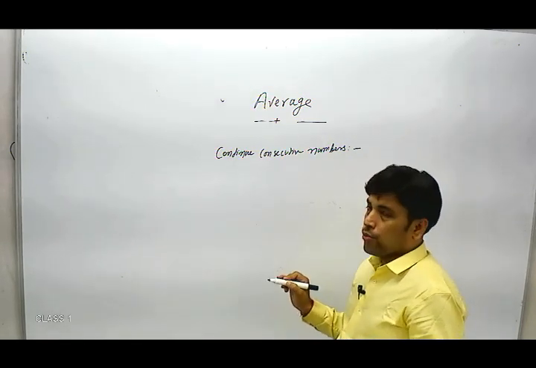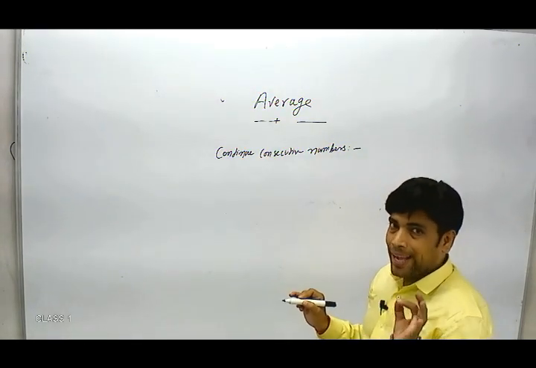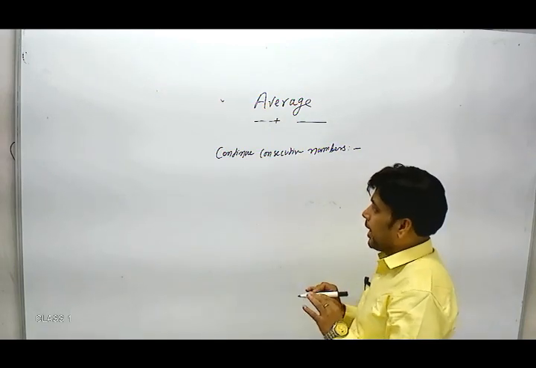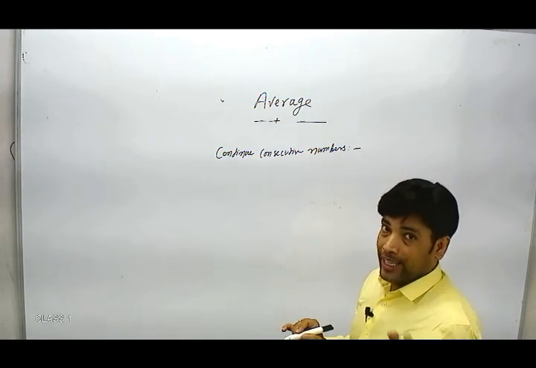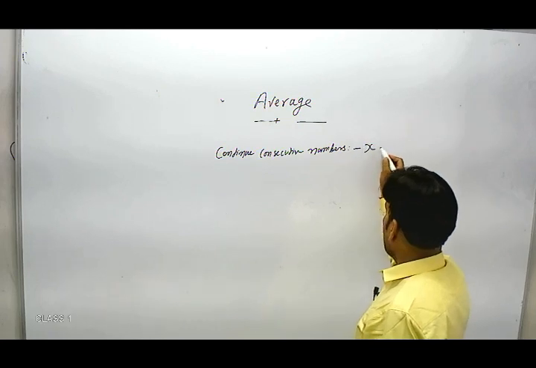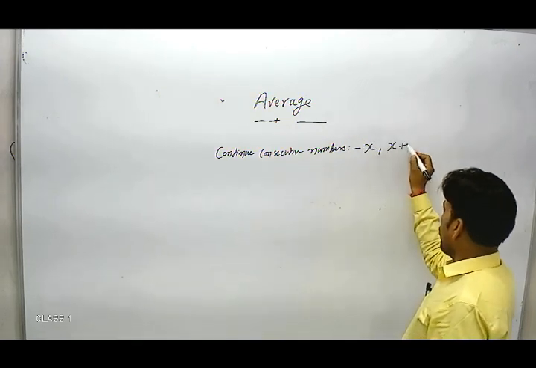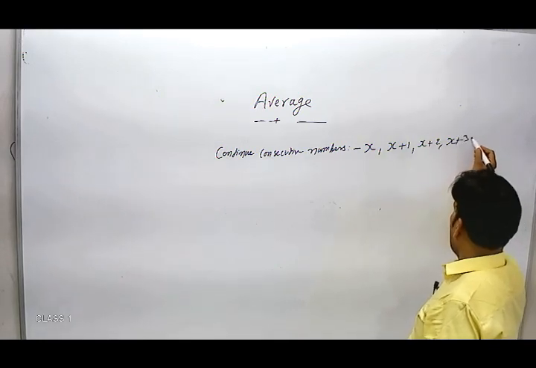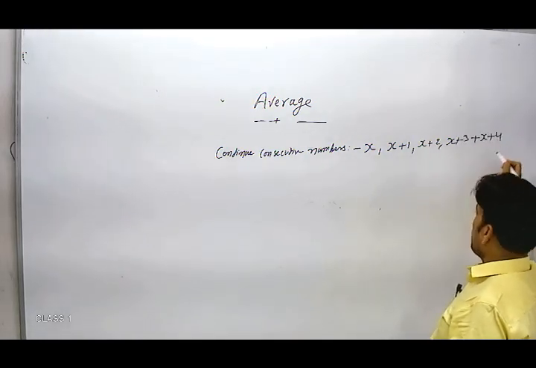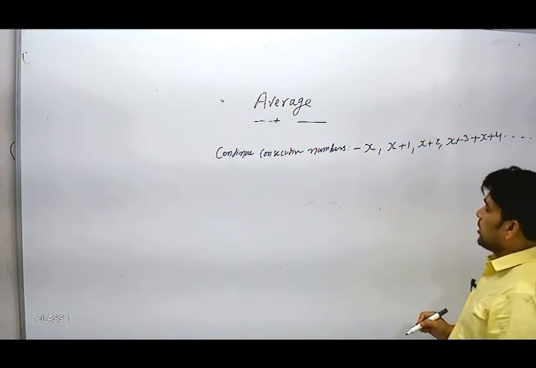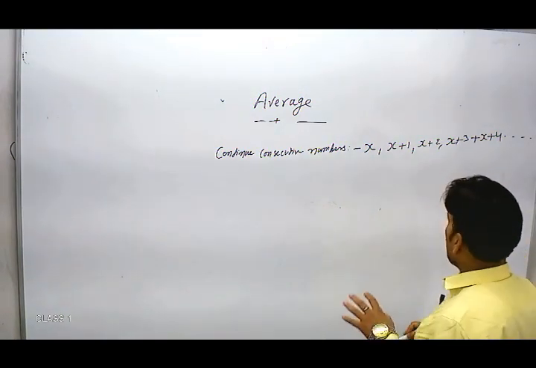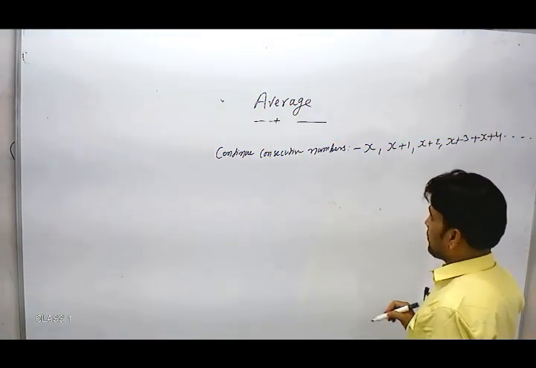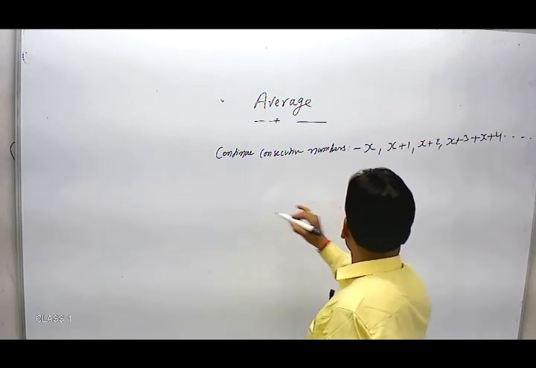Continue consecutive numbers is what? A number which starts from x. Because you have no idea about where the number is taken from, that's why you have to start from x. X is that x plus 1, x plus 2, x plus 3, x plus 4, and so on. We can say that there are many numbers which start from x and go on. So let's see the average.